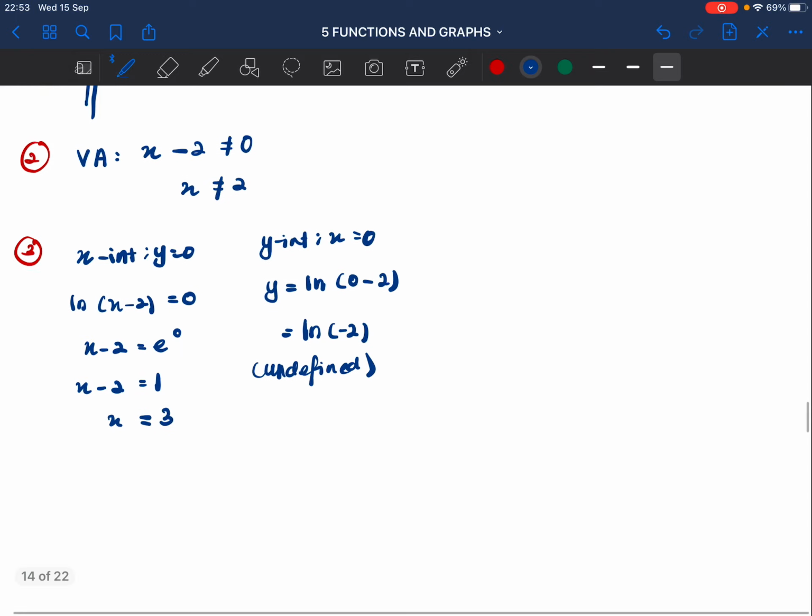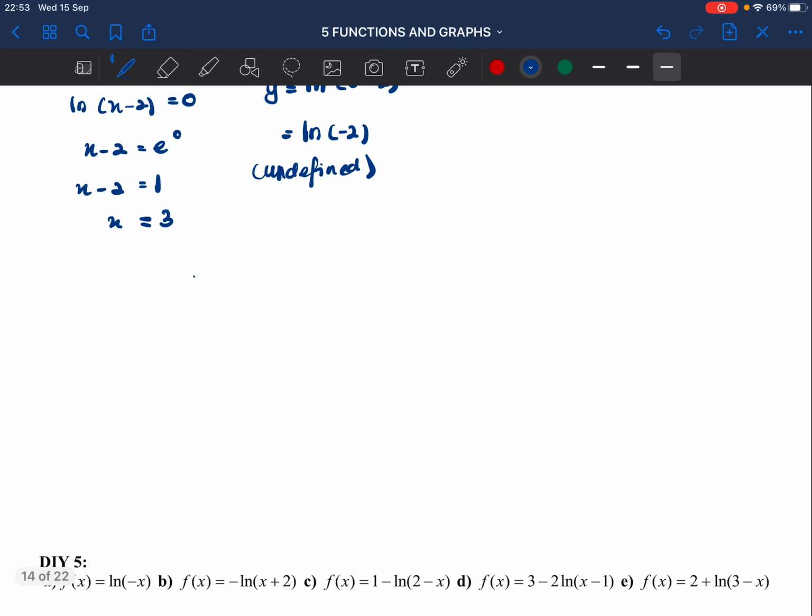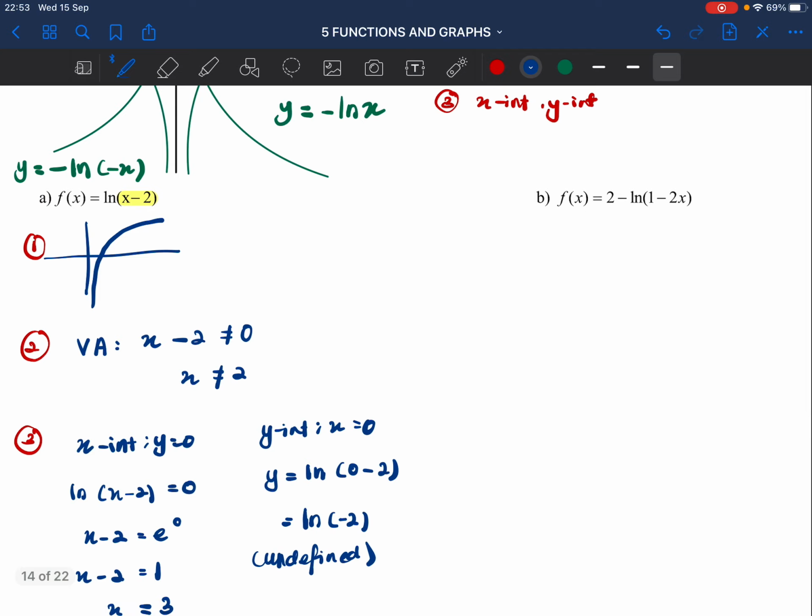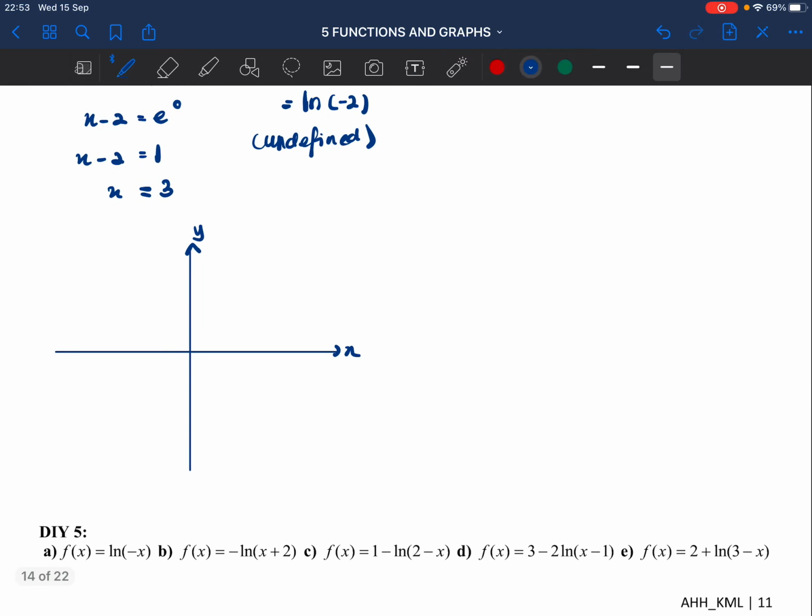Okay, so let's sketch the log function here. Kita ada x-axis and y-axis. Okay, macam biasa, nombor 2 ni yang kita kena plotkan dulu. So our vertical asymptote is x equals to 2. So we have x equals to 2 here. Okay, so x equals to 2. Sekejap saya cantik sikit lah. So here is our asymptote.